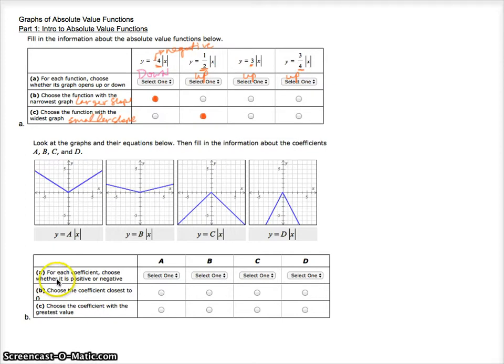So for A, which one's going to be positive or negative? Well, if it points to the positive y values, then it's going to be positive. If it points to the negative y value, it's going to be negative. So for A, it's positive. A is positive because it points up. B also points up, that's positive. For C, it points down, so C is negative. And D is also negative because it also points down.